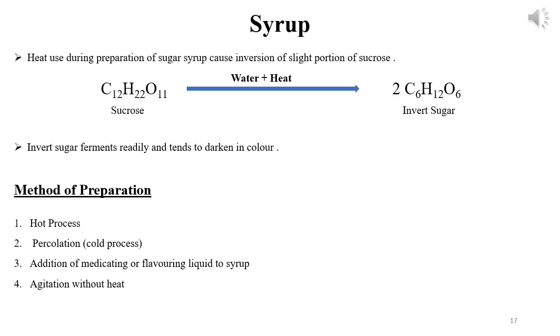First is the hot process. Second is percolation. In the hot process, we use temperature. Percolation is also called the cold process. Here a percolator instrument is used. Third is addition of medicating or flavoring liquid to syrup. Fourth one is agitation without heat. Next we will discuss all 4 points in detail.